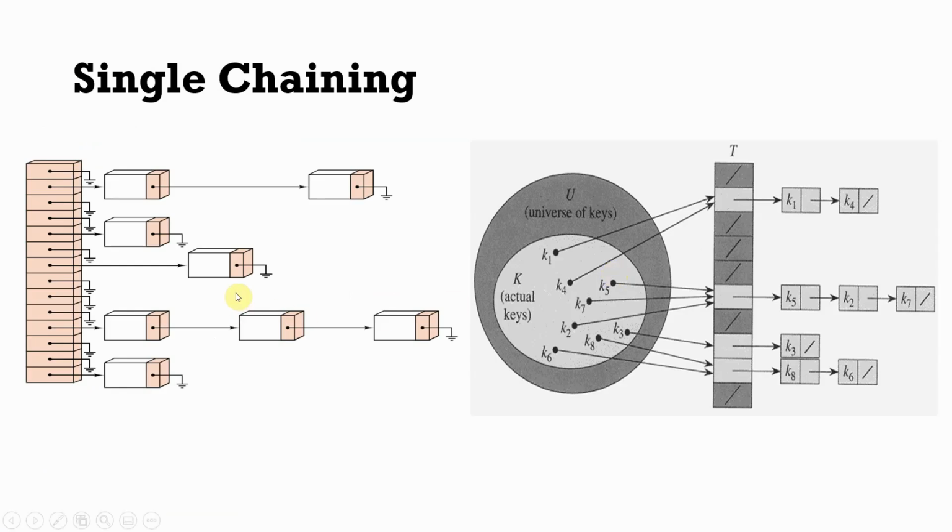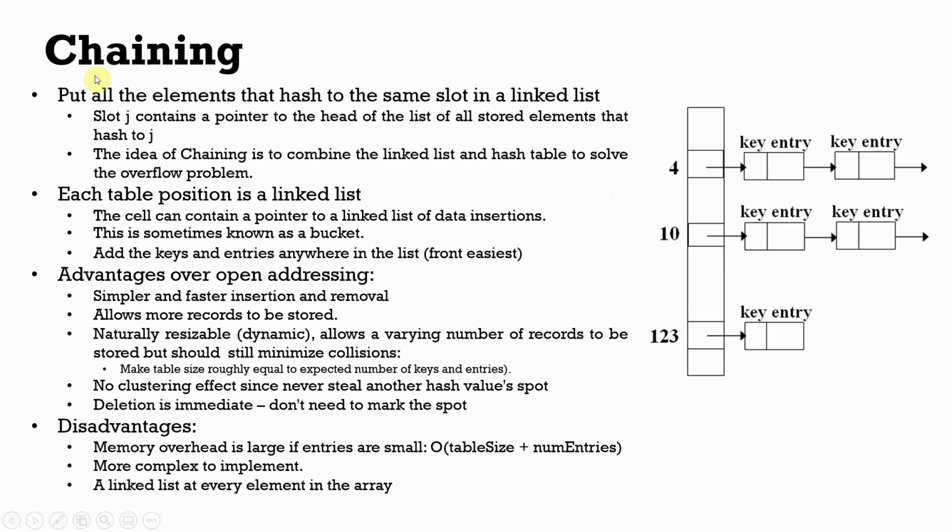Now, we'll see another category of collision resolution, right? So dealing with collision. This is called single chaining. This is where our table doesn't contain the key values. It just has pointers to the heads of different linked lists. So our buckets have addresses of linked lists. We put all the elements that hash to the same slot in a linked list. The slot contains a pointer to the head of the linked list.